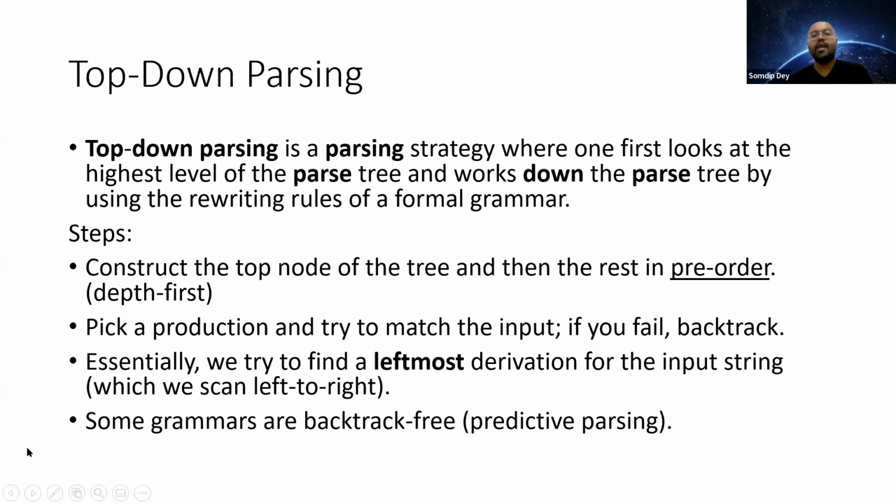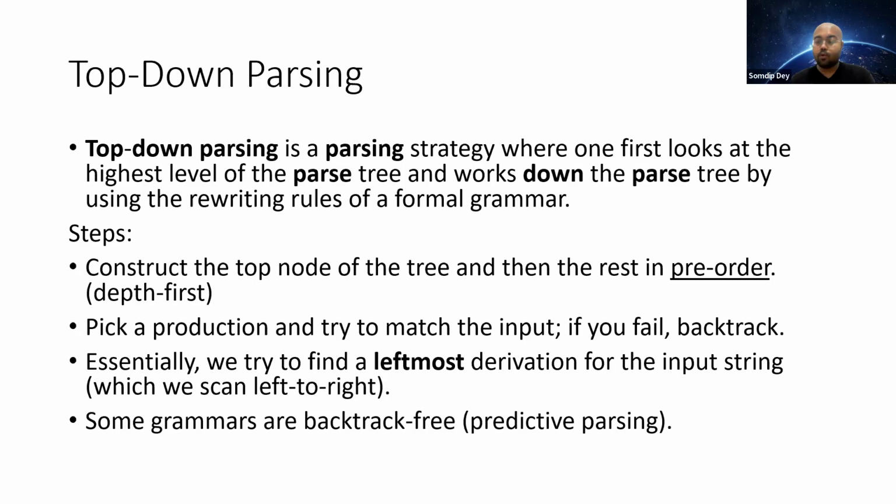Top-down parsing is a parsing strategy where one first looks at the highest level of the parse tree and works down the parse tree by using the rewriting rules of the formal grammar. So let's take a look at the definitive steps that you need to take as part of performing top-down parsing.